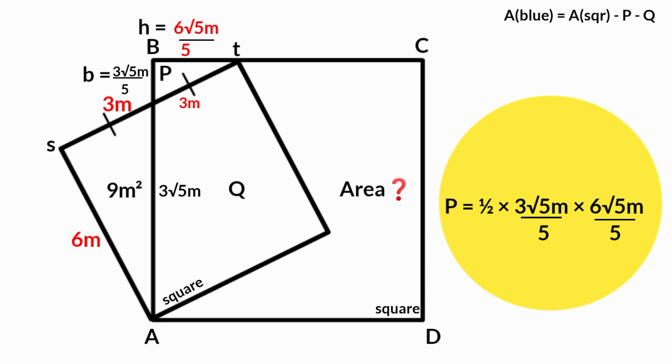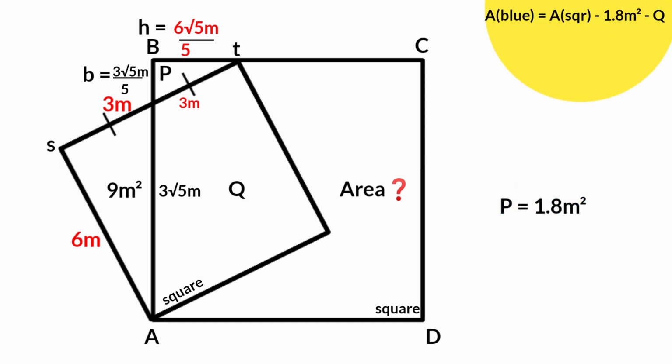1 over 2 times 3 root 5 meters over 5 is 3 root 5 meters over 10. 3 root 5 meters over 10 times 6 root 5 meters all over 5 is 3 root 5 meters times 6 root 5 meters all over 10 times 5. 10 times 5 is 50. And 3 root 5 meters times 6 root 5 meters is 18 times 5 meters squared. And 18 times 5 meters squared is 90 meters squared. 90 meters squared over 50 is 1.8 meters squared.